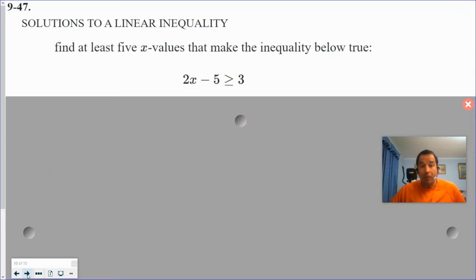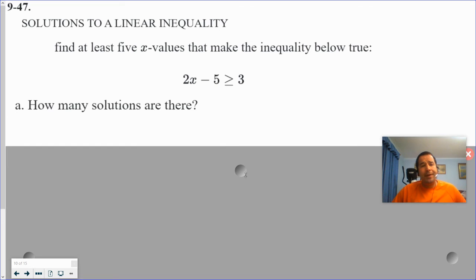Okay. I want to start with a little review. Inequalities: greater than, less than, greater than or equal to, less than or equal to. Solution for a linear inequality. Give me 5 values that would make this inequality below true. Well, one could be like 10. 2 times 10 is 20, minus 5 is 15. 15 is greater than or equal to 3. That would work. 20, 25, 30, all those numbers.